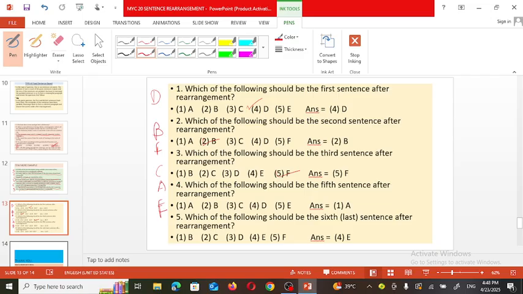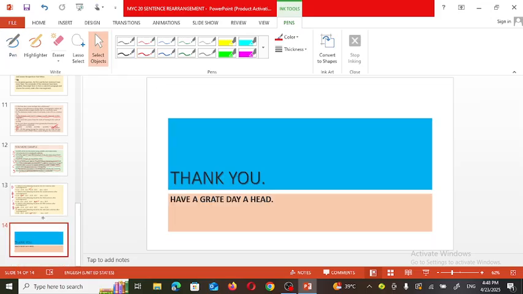So correct. In the fourth question, which one will be the fifth? Means second last. So that is A, option 1. And which of the following should be the sixth or the last statement of this paragraph? So that will be the E statement, means fourth. So in this way, we can rearrange the given parts and make a meaningful paragraph.